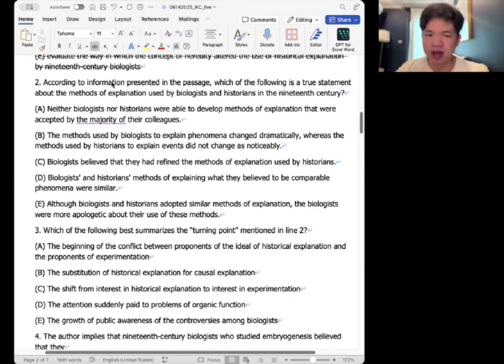don't bring it up. You can't say, I think the author would probably agree with this too. That's not how it works. That's called an inference question. Okay, for a supporting idea question, you really can only rely on what's in the article. Let's see what it says.